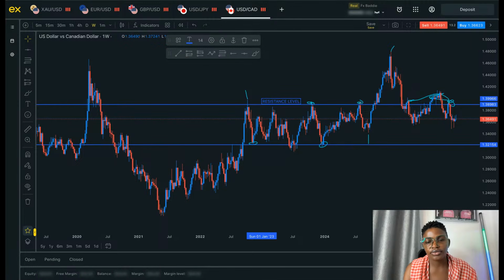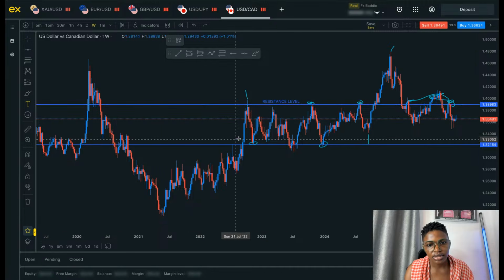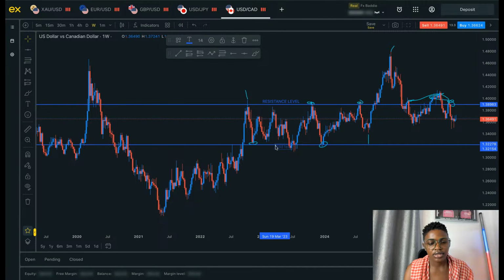Resistance level. And down here, support level.